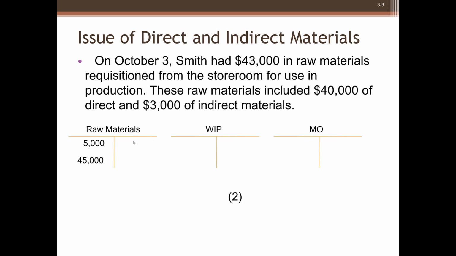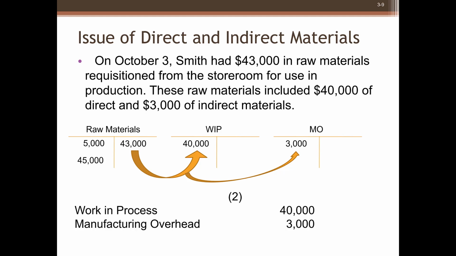For direct materials, we credit raw materials for 40,000, and we debit work in process. For indirect materials, we credit raw materials 3,000 and we debit manufacturing overhead. The journal entry here, we debit work in process 40,000 for direct materials, debit manufacturing overhead 3,000 for indirect materials, and we credit total raw materials 43,000.